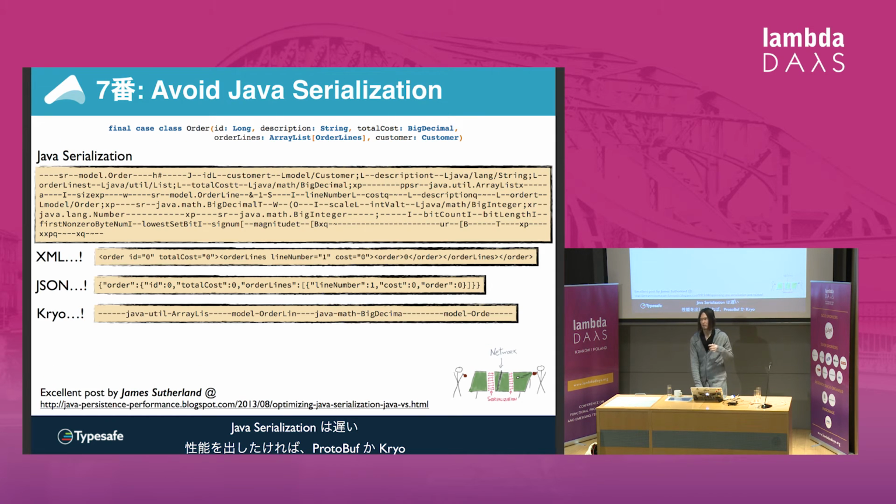So why is it actually that slow, this Java serialization thing? If you have this case class called order, with a bunch of fields, and we try to serialize it using Java serialization, this is what you get out of it. Whenever there's a dash, it means a non-printable character. It's just the blob that James Sutherland printed out, and this is how it looks.